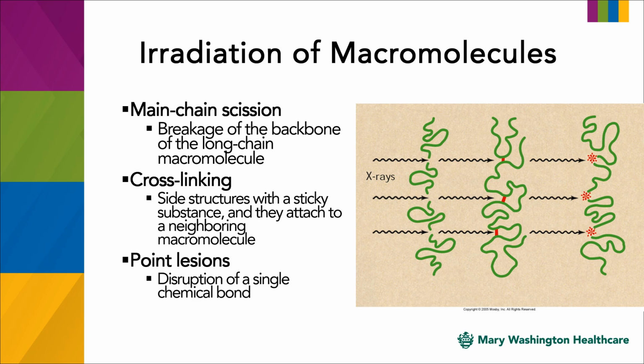Irradiation of macromolecules involves one of three things. The first is main chain scission, which is the breaking of a backbone of the long chain macromolecule of DNA. The second is cross-linking, which is side structures with a sticky substance, so they attach to a neighboring macromolecule. Or third, we can have disruption of a single chemical bond, which are called point lesions.